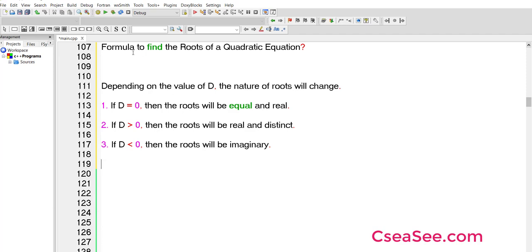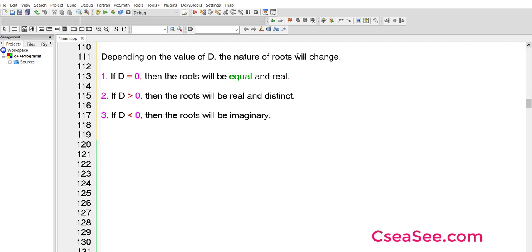As I mentioned to you, depending on the value of d, the nature of the roots will be characterized. If d is equal to 0, the roots are equal and real. In fact the best way to say it is the roots are real first and then they would be equal. Similarly, if d is greater than 0, the roots will be real and they are distinct. So that is the way to term them.